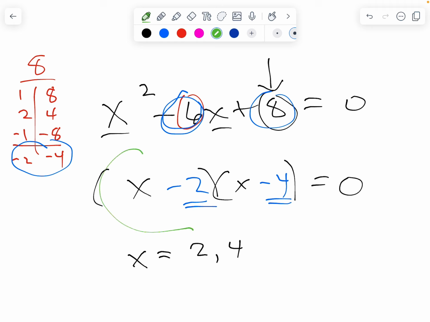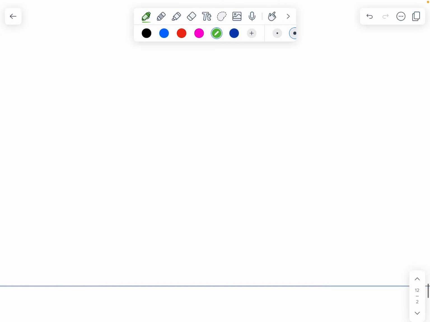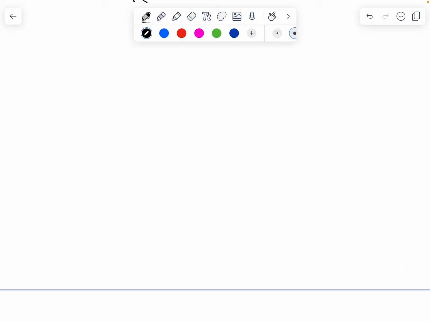Now, when x is 2, then that makes the equation true. The equation is equal to 0, and when x is 2, 2 minus 2 is 0. So 2 makes the 0 happen. Same thing with 4. If I put the 4 right there, if I place it into that spot, then 4 minus 4 gives me the 0. Okay, so remember, flip the signs at the end. So factor and flip the signs.